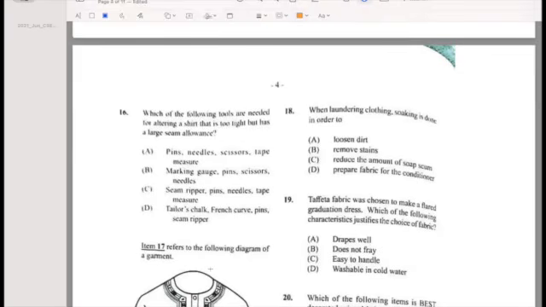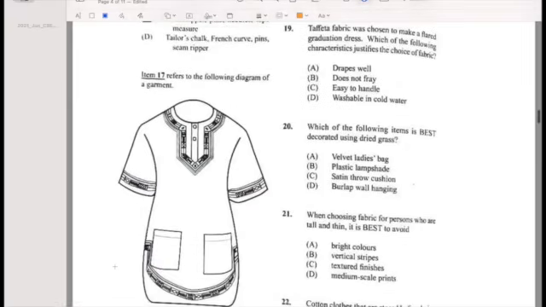Number 16, which of the following tools are needed for altering a shirt that is too tight but has a large seam allowance? So number 16 is C. All right. Let's go to number 17. They gave us an image.